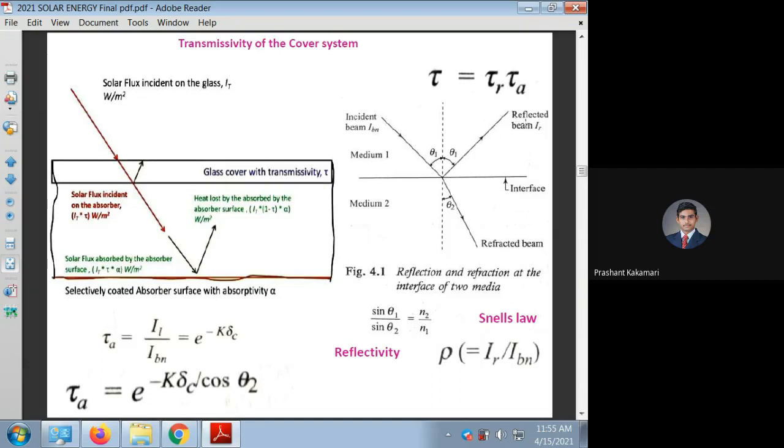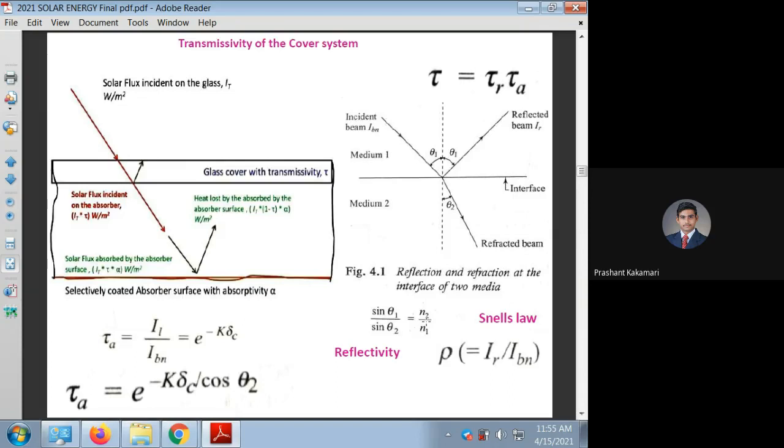And the reflected radiation, that is IR, the beam radiation which is reflected back from the glass cover, is at the same angle, theta 1 itself. So incident beam radiation and reflected radiation will be at the same angle theta 1. Refracted beam radiation through the glass medium will be at theta 2, which is less than theta 1. And this is the interface. If you consider one glass cover, medium 2 is the glass cover and medium 1 is the atmosphere.